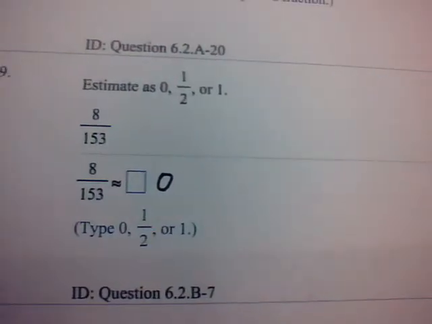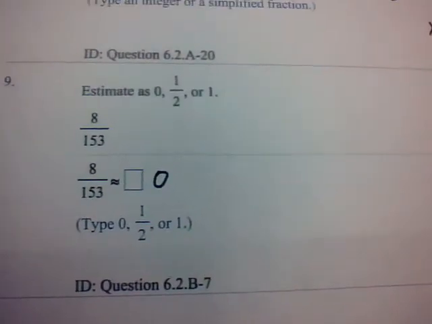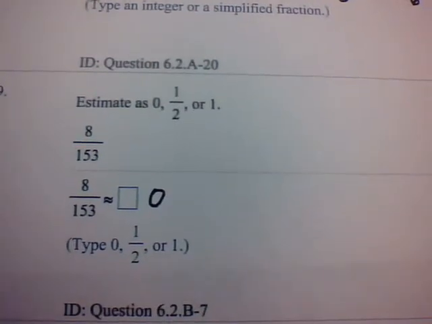Okay, so this should assist you with some of the problems that are on the MyMathLab homework.